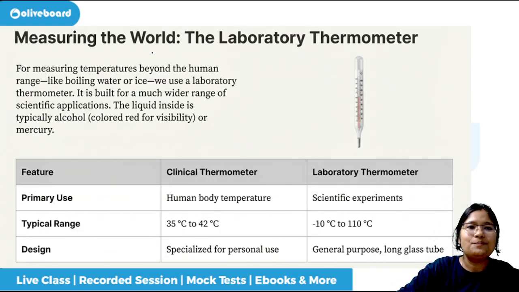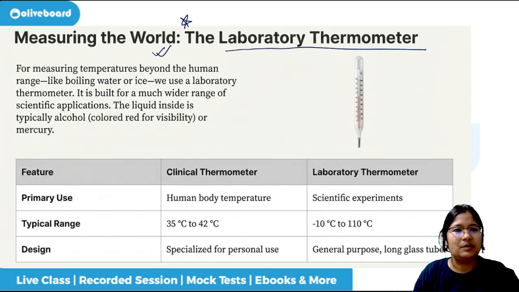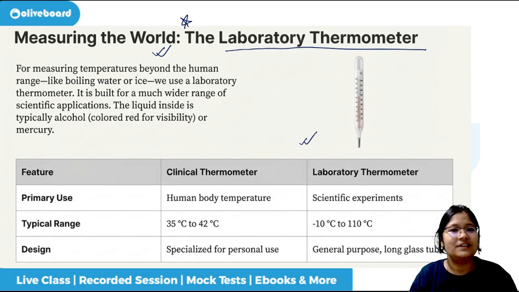Now, if we look into measuring the world, how do we do that? Is it possible to just measure from 35 degrees Celsius to 42 degrees Celsius and be able to measure anything in this world? No. So for that, we have the laboratory thermometer. The laboratory thermometer is used for measuring ice cold water or ice as well. From there, it goes up to boiling water. It can also measure boiling water. So the range is very high in case of a laboratory thermometer.